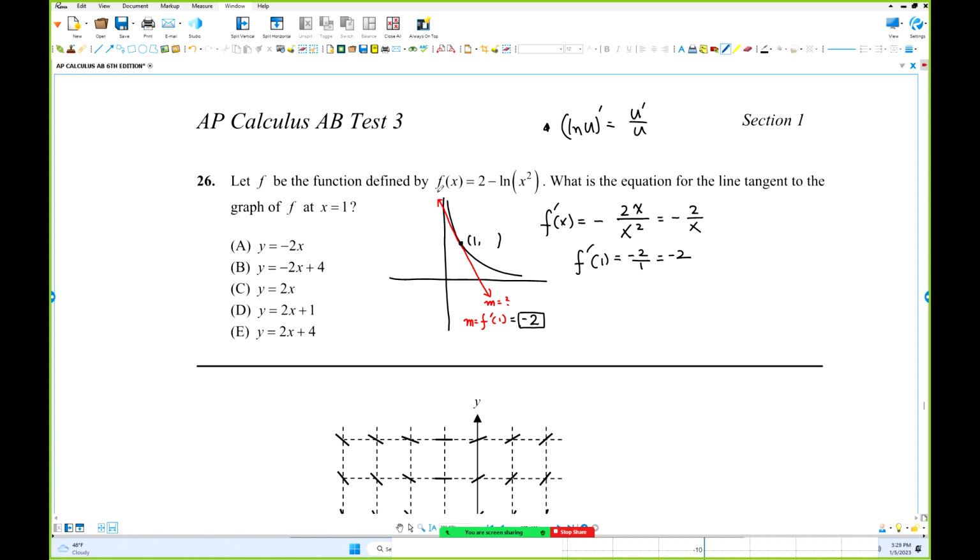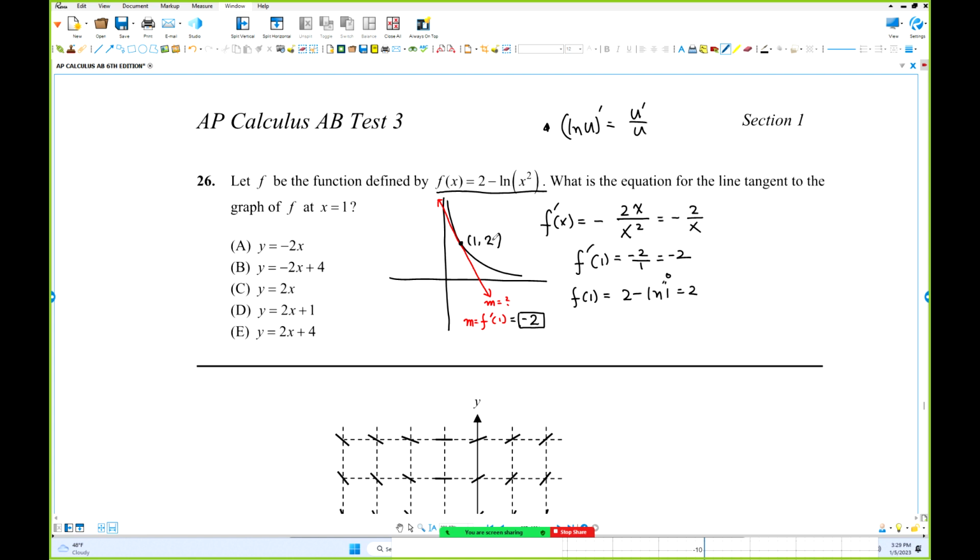So using the original function, we can find the value of y there, okay? What is this one? f of 1. Put this number 1 in the equation. 2 minus ln 1 squared, ln 1 is 0, so that is 2. That's why this is 2, right?